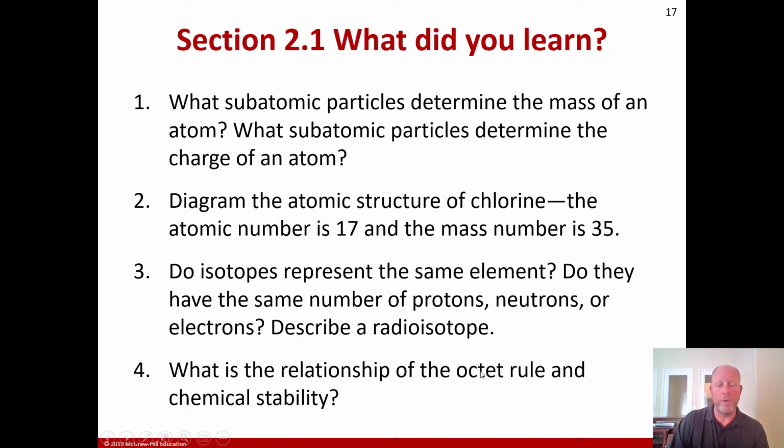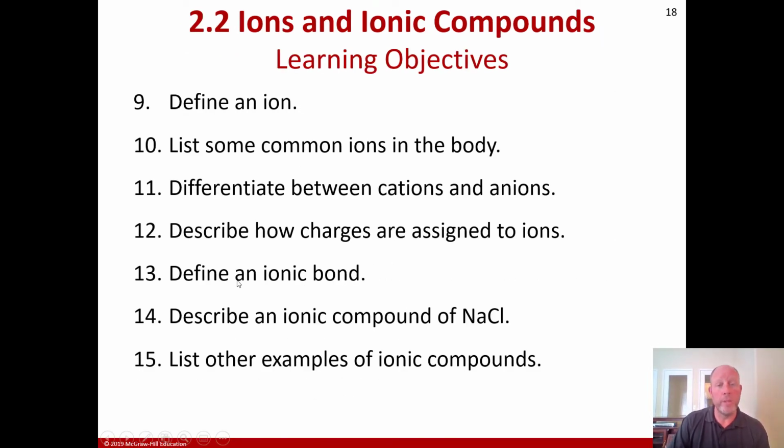What's the relationship of the octet rule and chemical stability? The octet rule being that the outer layers, from the second layer and beyond of the orbitals outside for the electrons, basically have to be balanced. It is balanced when it's at 8. However, each successive orbital that does not have 8 is less and less stable, with a greater probability of change occurring. Okay, and we'll go to section 2 of chapter 2 in a moment.